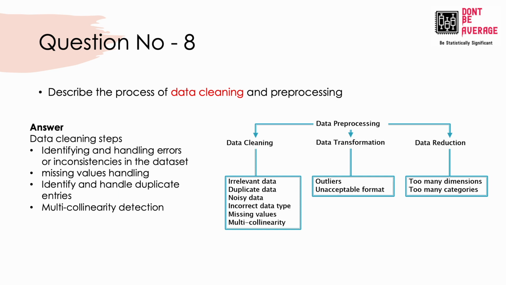For example, if you are looking at a date column, if a row is having a format of date which is different from the rest of the rows, and you are planning to use that date column for your analysis, you may have to fix that. That kind of cleaning you have to do in the data cleaning step. Then there is missing value handling, of course, and also multi-collinearity handling.